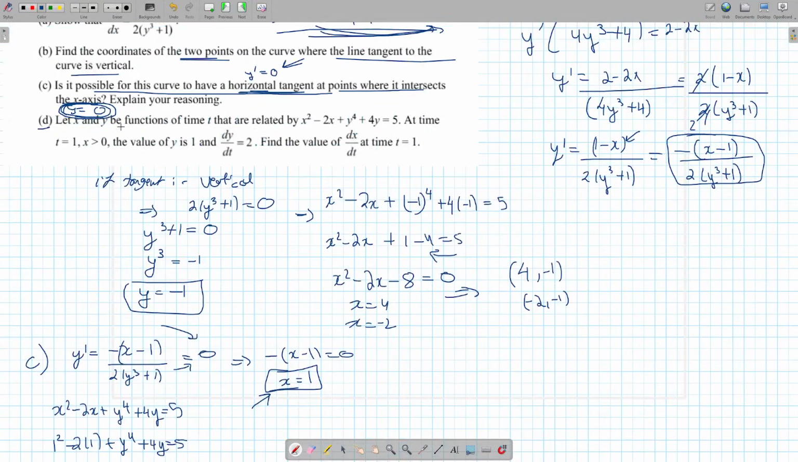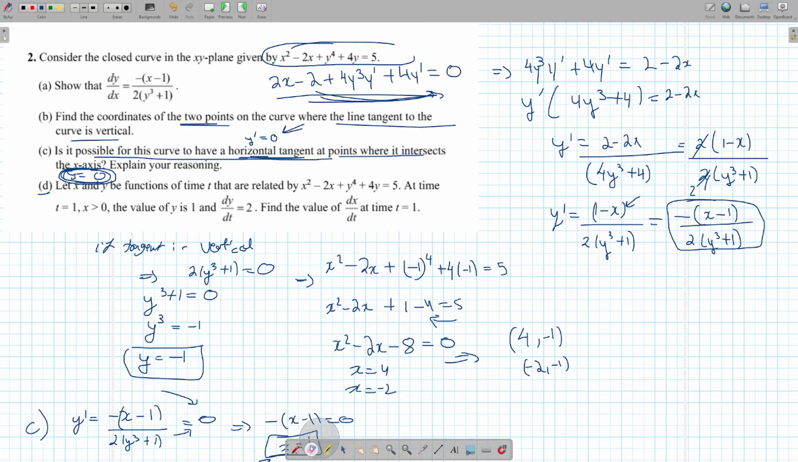Let x and y be functions of time that are related by this. At time t1, the value of y is 1 and y prime is 2. Find the value of dx by dt at time t1. Alright guys, this is the same exact thing as that one grid question. Very, very similar. They just change the letters. So they give you this equation, and they're telling you the values at time t1. So we can actually do this here.